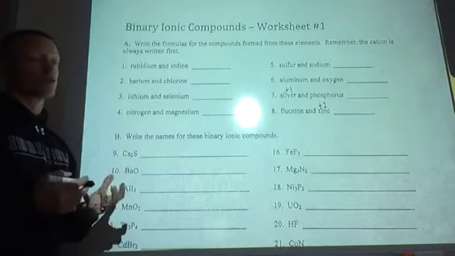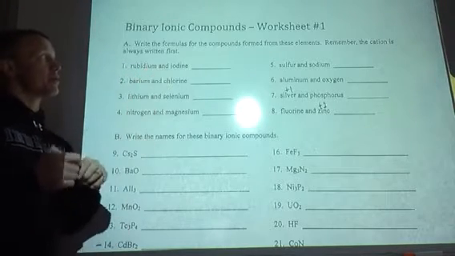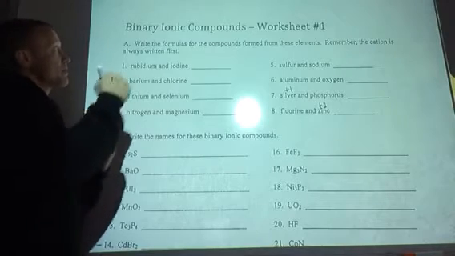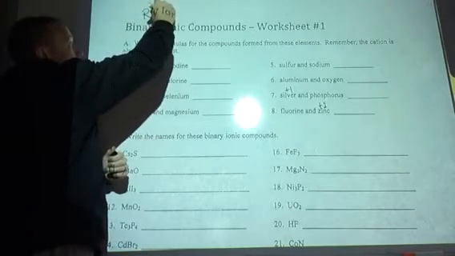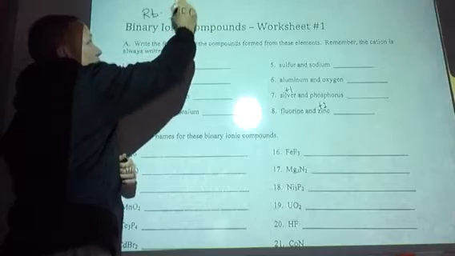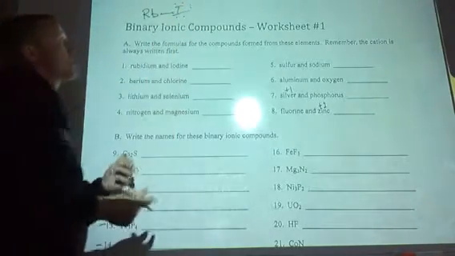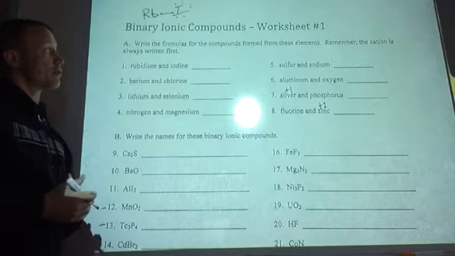You could draw the structural formula like we were doing before. So like rubidium and iodine, you could draw the dots. You'd say, okay, rubidium's got one valence electron. Iodine's got 7. And go, okay, well, it just takes one of each, so the formula is RbI.